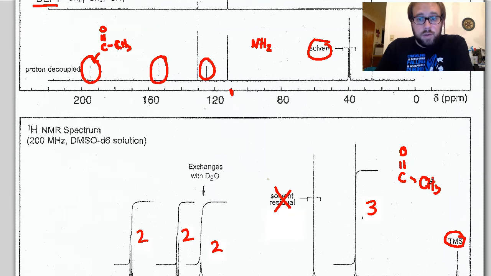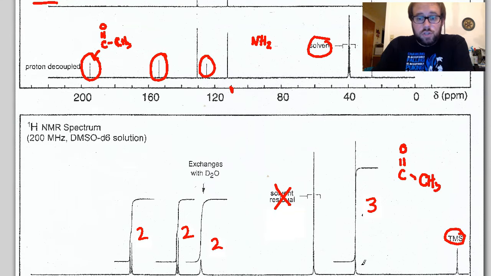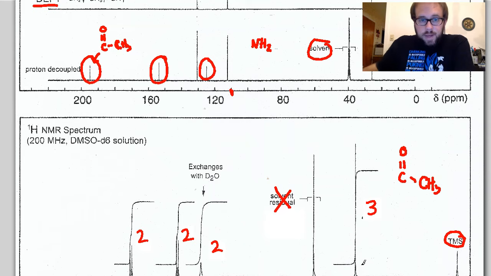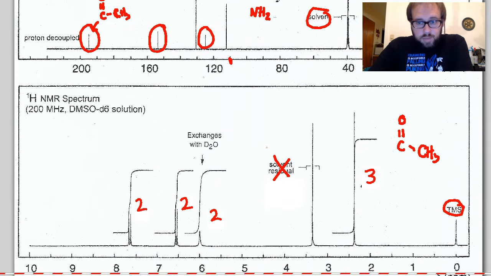So a carbonyl is a very likely candidate, especially given that the ppm here, the chemical shift, is showing up. Let's move my screen down here just a little bit so you guys can see the ppms.